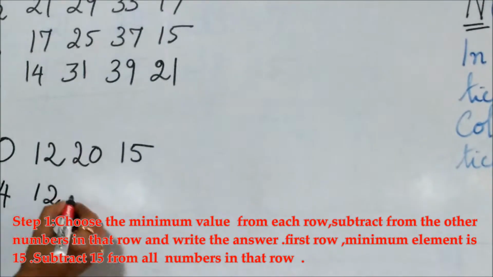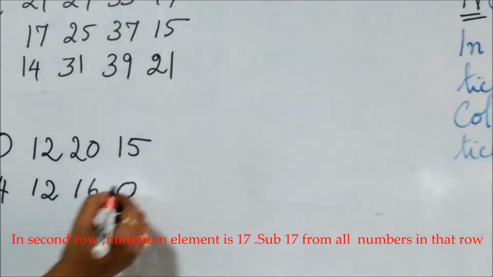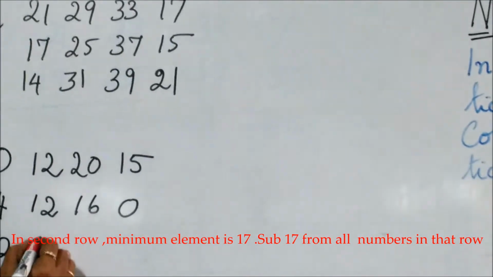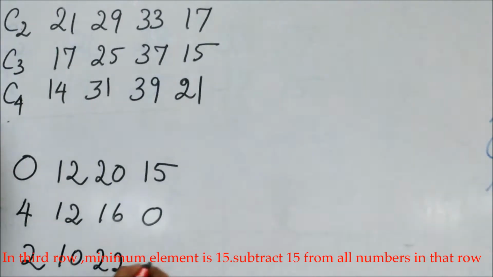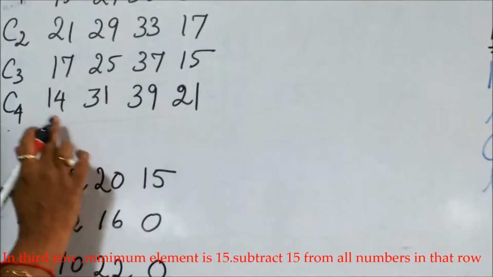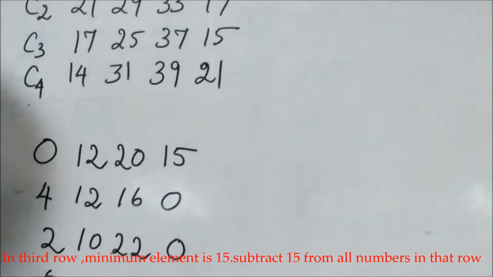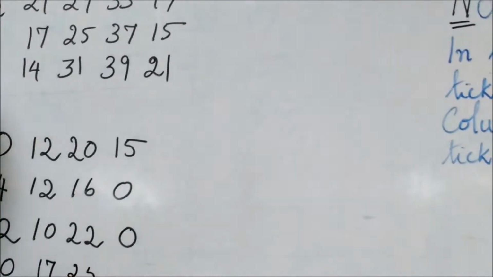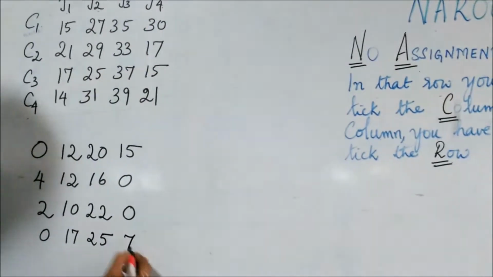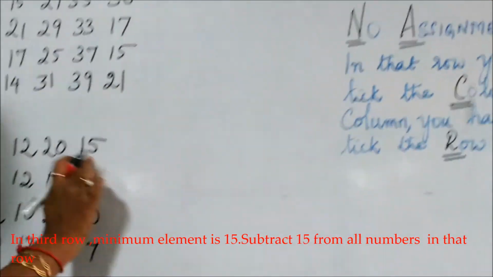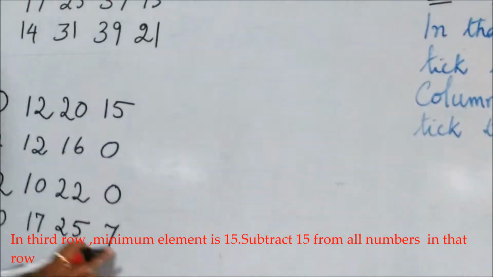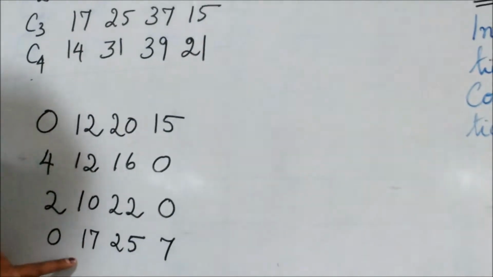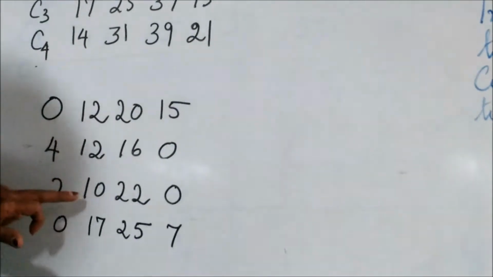Second row has 17 as the minimum, and I subtract 17 from all other numbers. Third row has 15 as the minimum, and subtract 15 from all the numbers. Fourth row has 14 as the minimum, and subtract 14 from all the other numbers. Now verify whether each row has a 0 and each column has a 0.